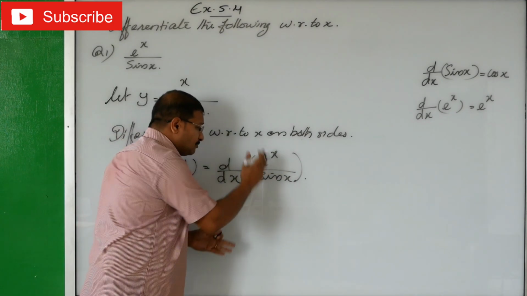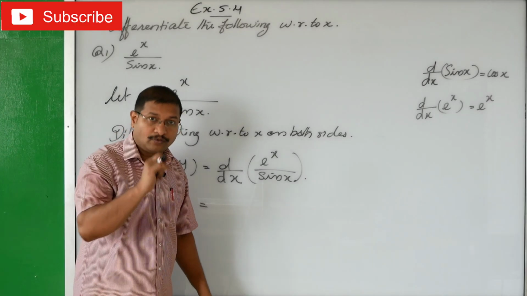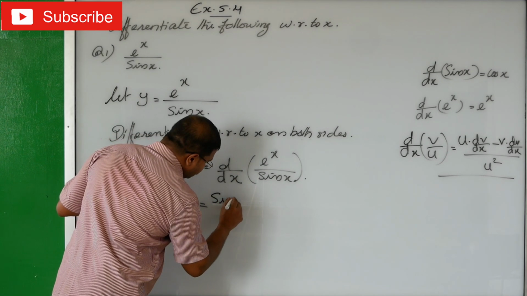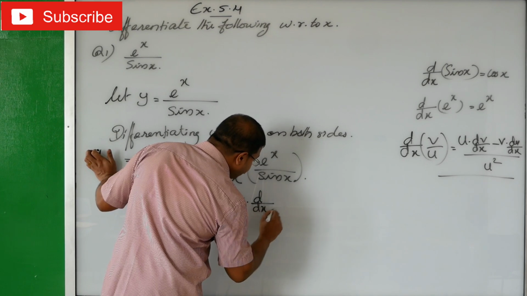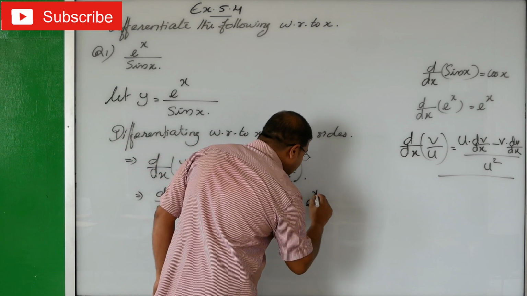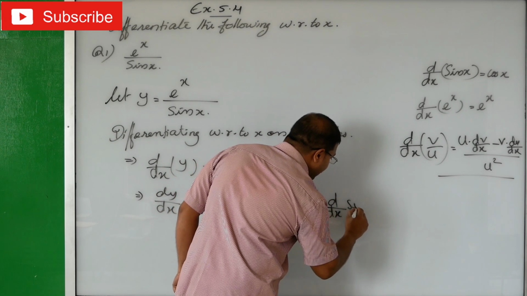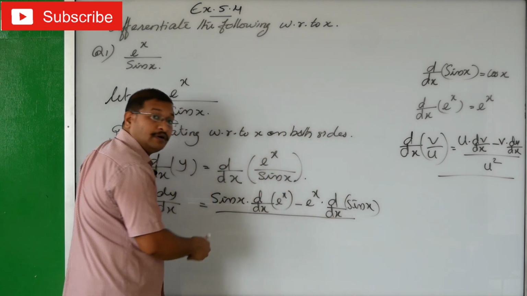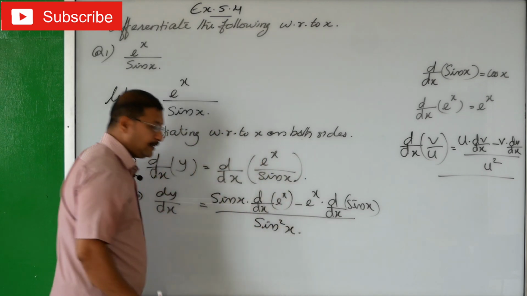Now this one, see, numerator and denominator, that means we have to use the division rule. That means we'll write denominator, that means sin x, into derivative of the numerator, derivative of e raised to x, minus numerator, that is e raised to x, into derivative of the denominator, that means derivative of sin x, divided by denominator square, that means sin square x.